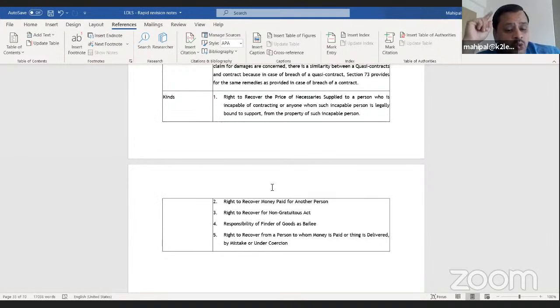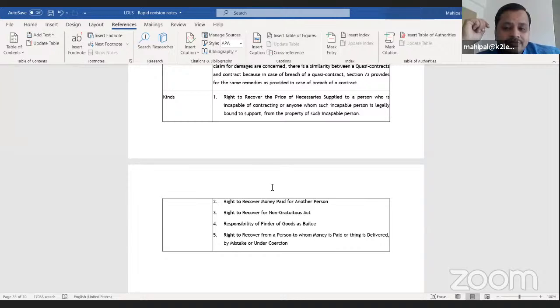He can resell the goods. He can resell the goods under the following circumstances. Number one, if the true owner is not found. Number two, if he is found but not willing to pay the lawful charges. Number three, if the goods are perishable in nature. And number four, if the cost of finding the true owner amounts to 2/3 value of the goods.